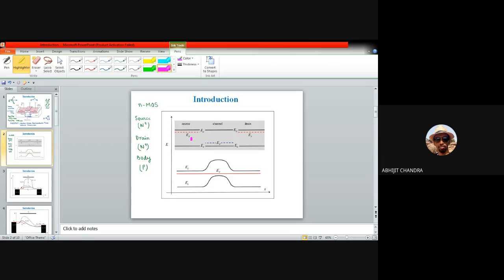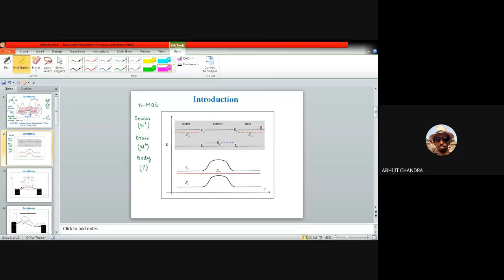Now, what happens for an n-type semiconductor? For n-type, the Fermi level will move towards the conduction band, and for p-type, the Fermi level will move towards the valence band. So for source and drain, we have n plus regions, therefore the Fermi level EF will be very close to the conduction band minima, EC. And for the substrate or body, since it is p-type, the Fermi level will initially be very close to the valence band maxima. So this is the initial condition.